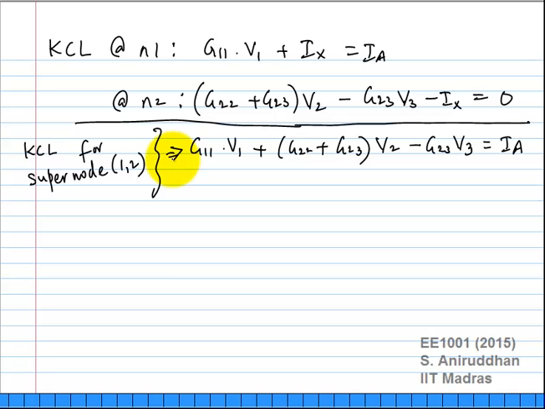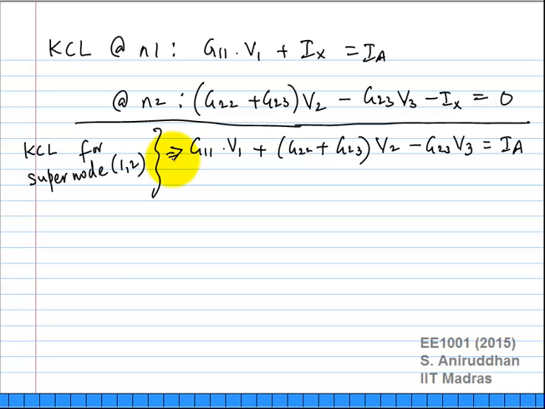Everything clear so far? Okay. So now we actually have an equation having only the conductances, the voltage variables V1, V2, V3 and the independent current source IA. But we actually have a problem. What is that problem? We lost an equation, right? When we wrote KCL at node 1 and node 2, we had two equations, but now we have merged them and we only have one equation, right? So we need one more.